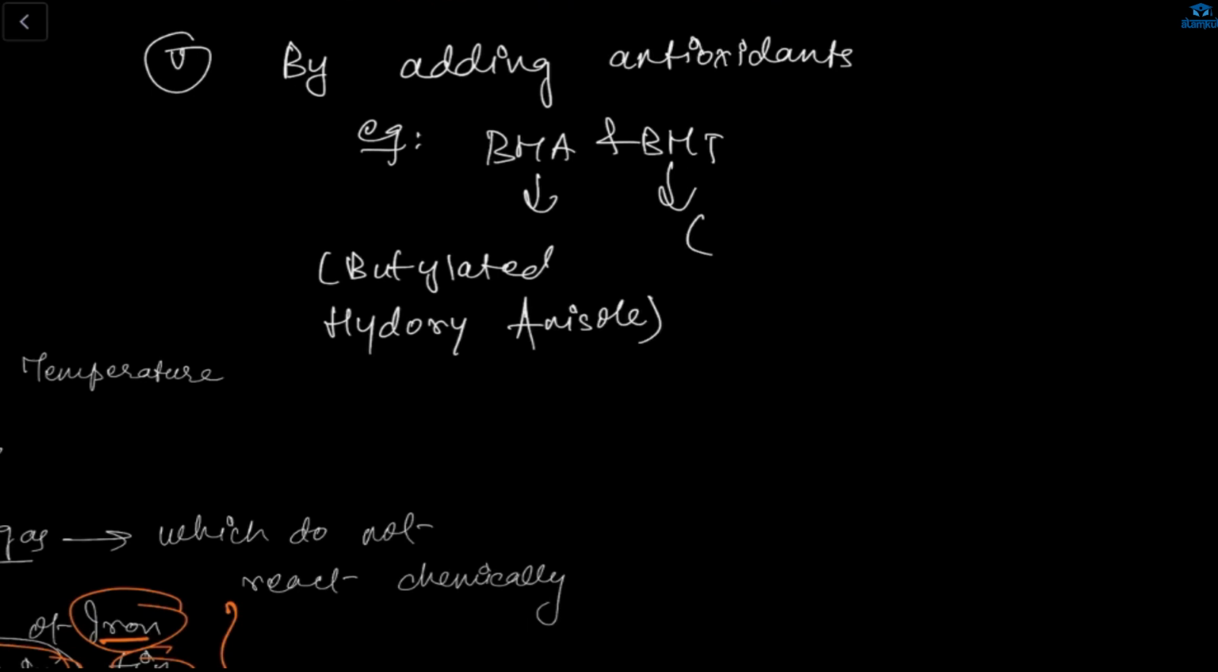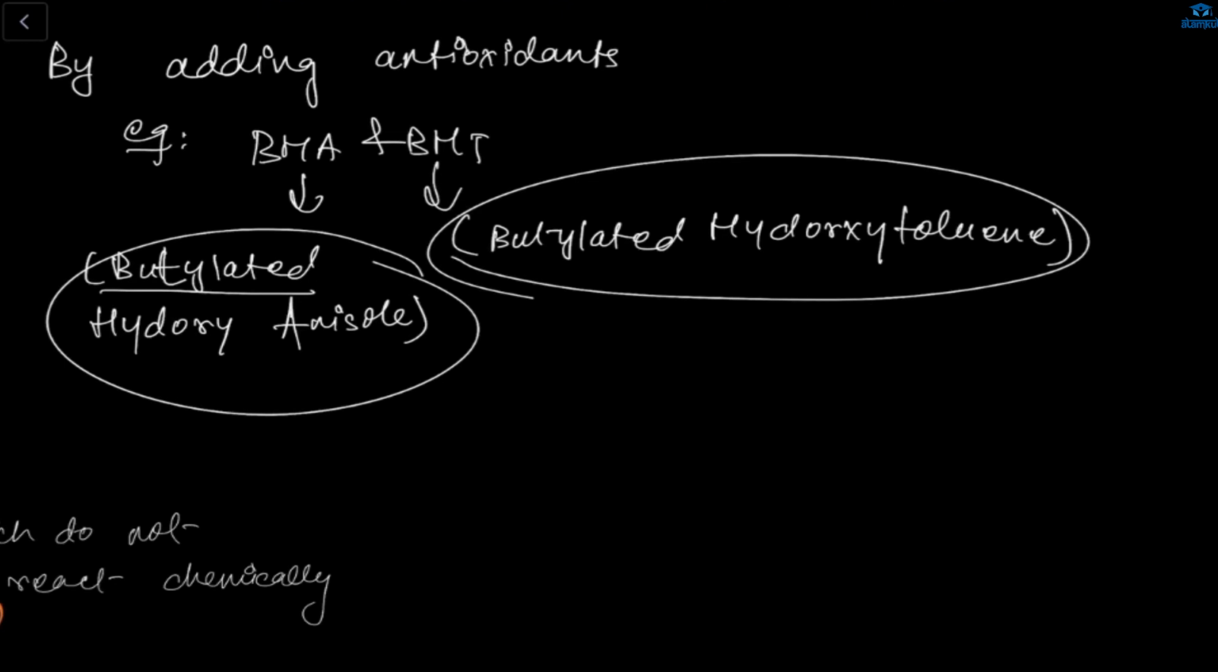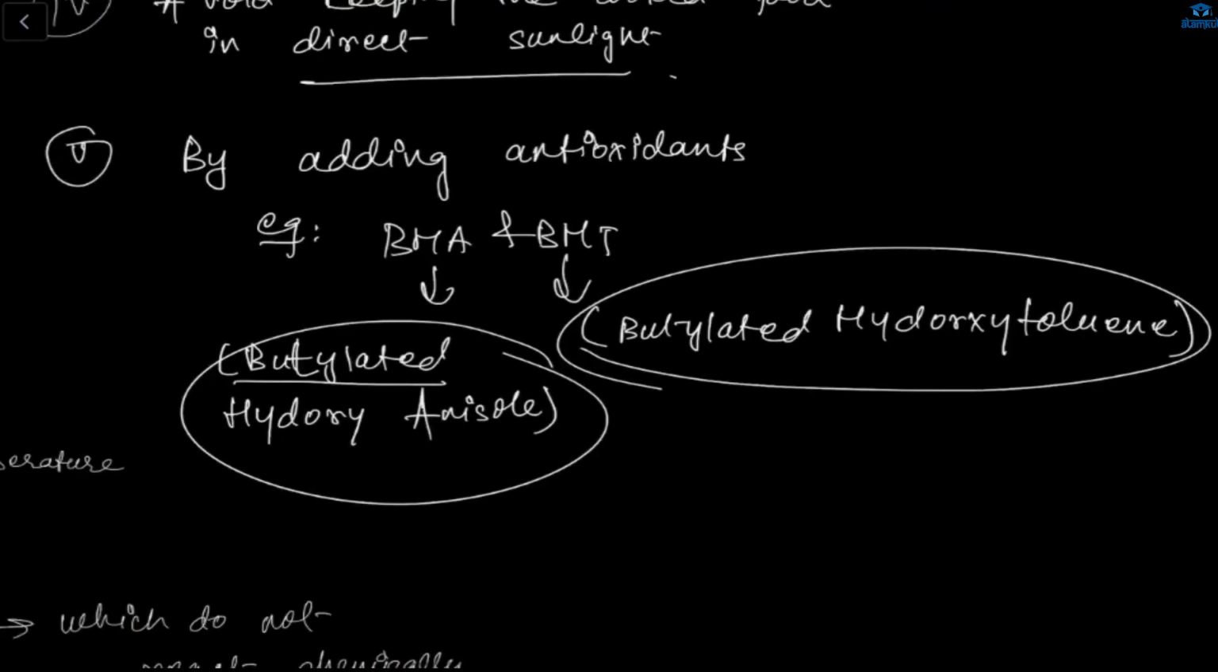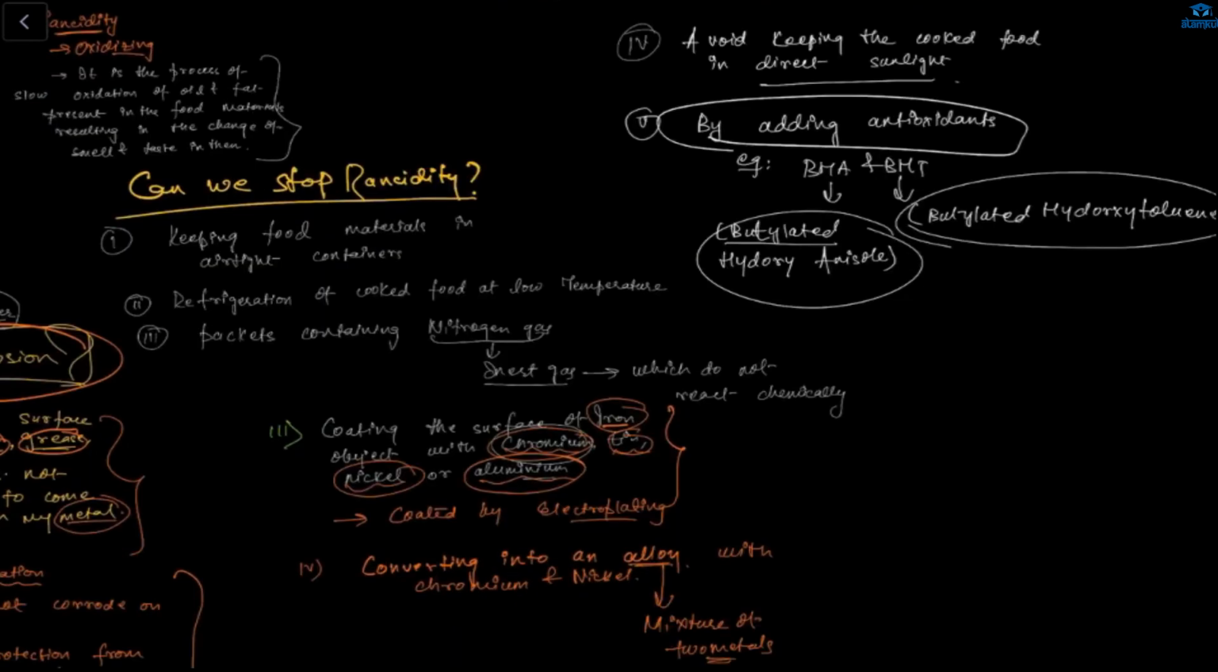Ma'am, can you tell how to pronounce it? Which one? This one is butylated hydroxyanisole, and this one is butylated hydroxytoluene. You will learn these terms in the higher classes. For now, you only need to understand that by using antioxidants we can prevent rancidity.